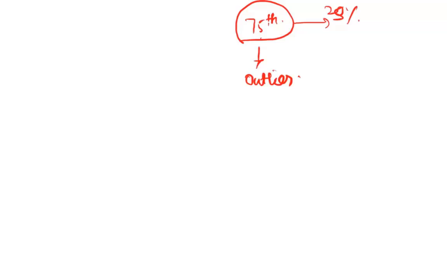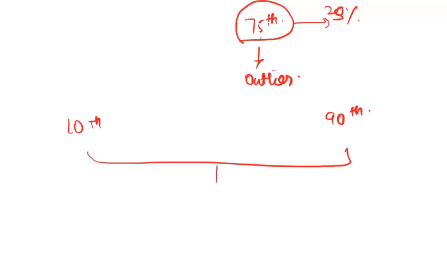You can say that the range of values in which my middle 80% of the data lies. How do I do that? I use the 10th percentile and I use the 90th percentile. And I say that the middle 80% of my data lies inside this range. You can do that, but you can't then call it IQR.